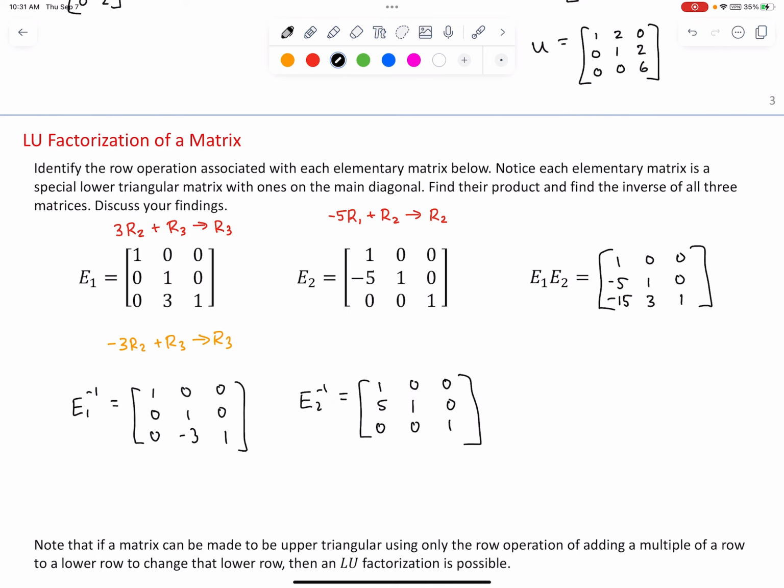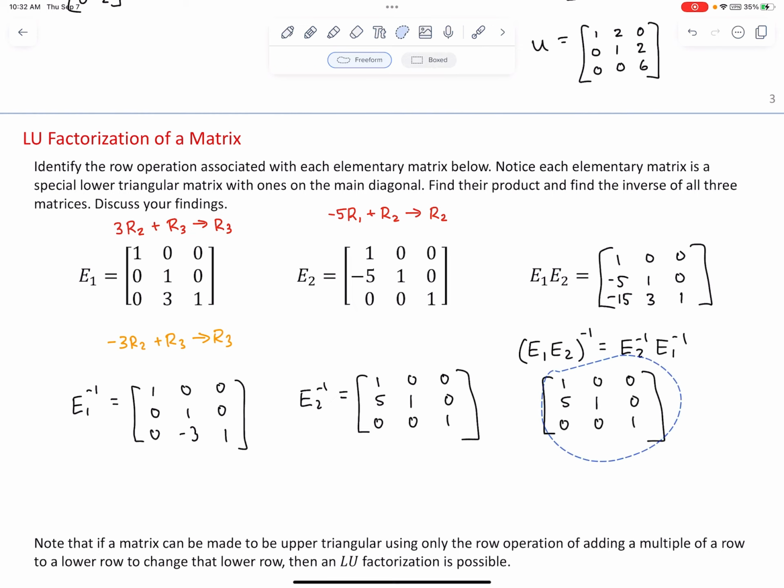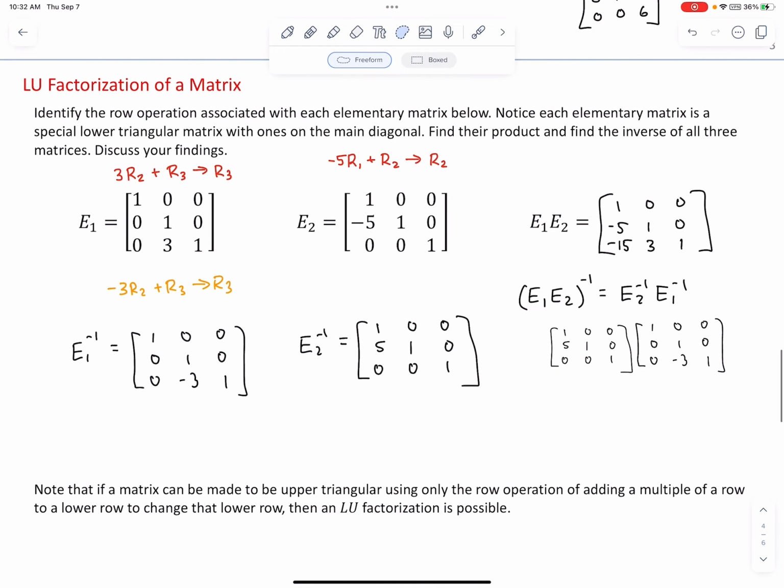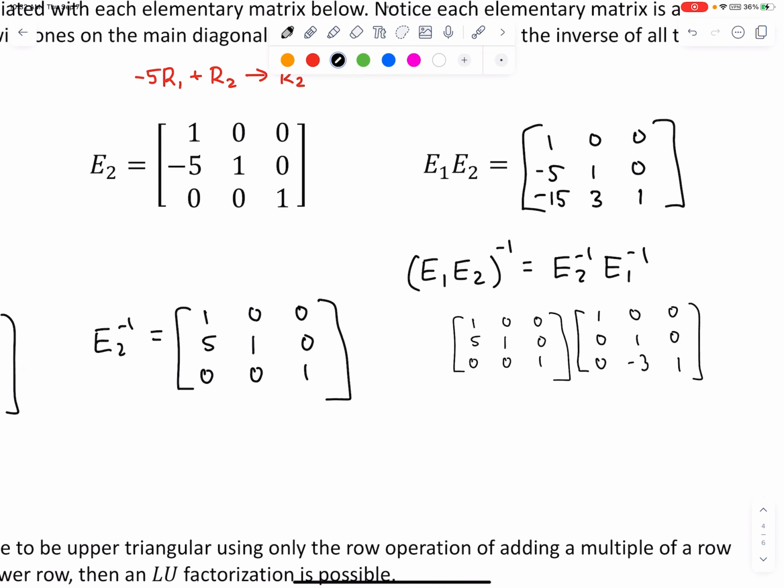Now to find the inverse matrix of their product, we could do this a couple of ways. I could just try to find the inverse of this matrix right here, or I can use the following fact, which we talked about a few topics ago: the inverse of a product is the product of the inverses in reverse order. So it should be E2 inverse times E1 inverse. So it'll be E2 inverse, which I'll write in here, times E1 inverse. So do this matrix multiplication in this order, and this should give us the inverse matrix here.